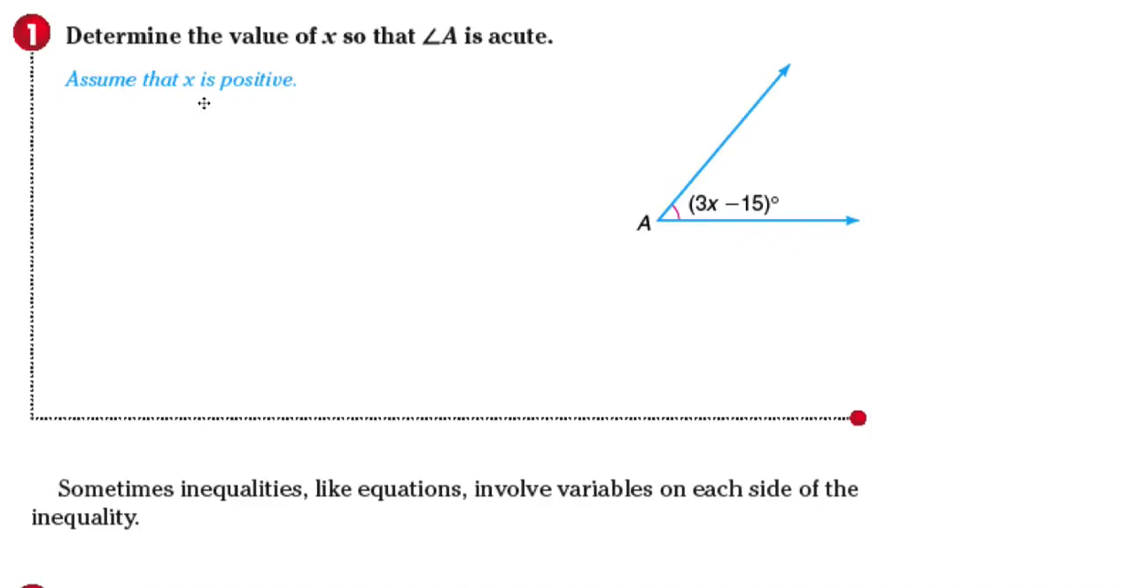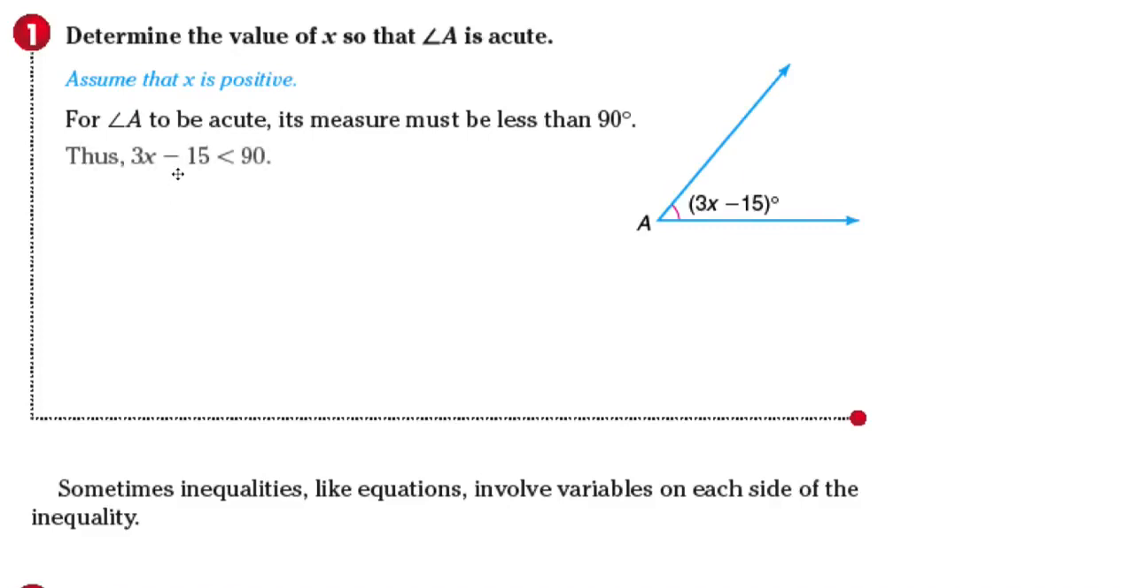So for angle A to be acute, its measure must be less than 90 degrees. Remember the definition of an acute angle: it's an angle whose measure is less than 90 degrees. Thus 3x minus 15 is less than 90. So we need to solve for x, and 3x minus 15 is less than 90.